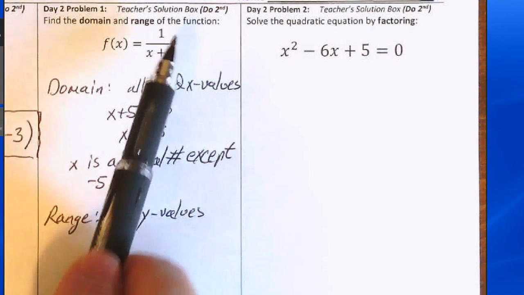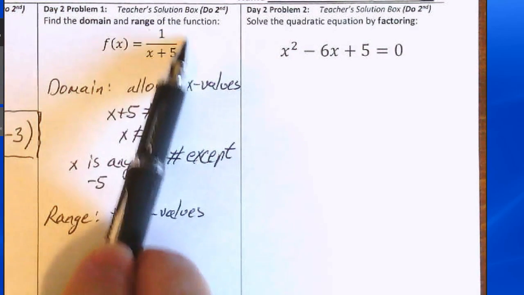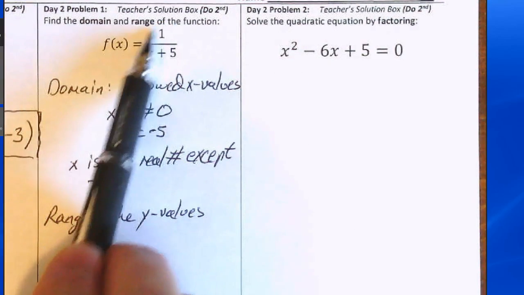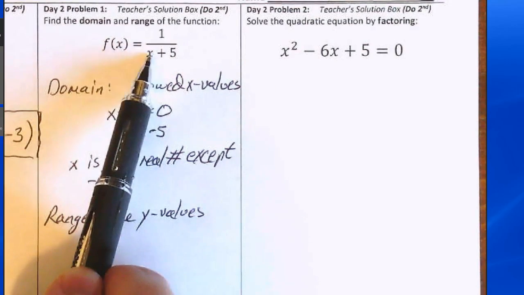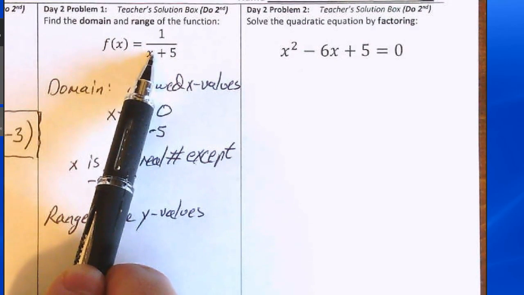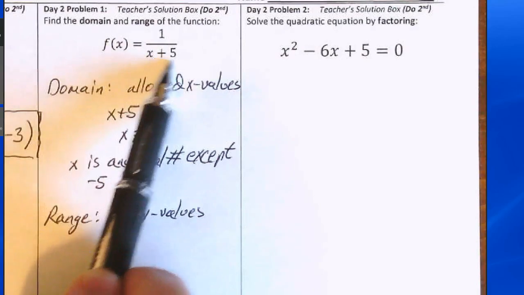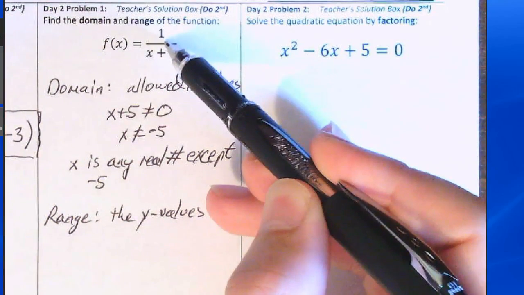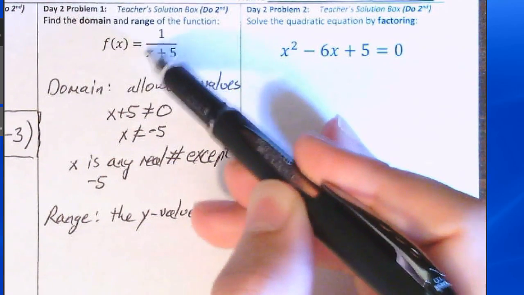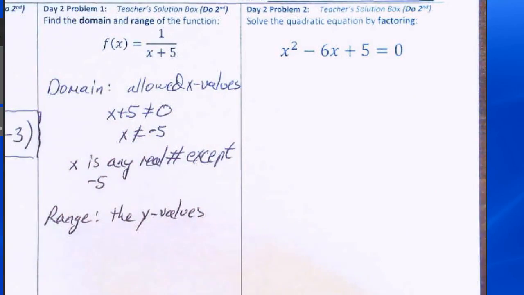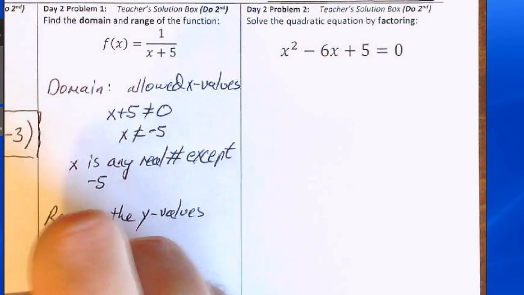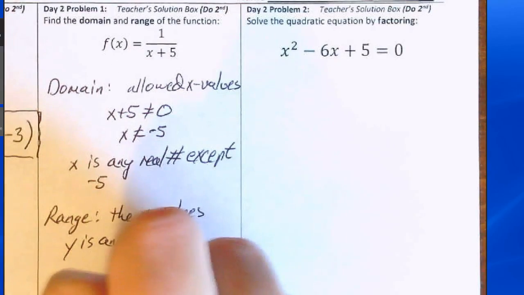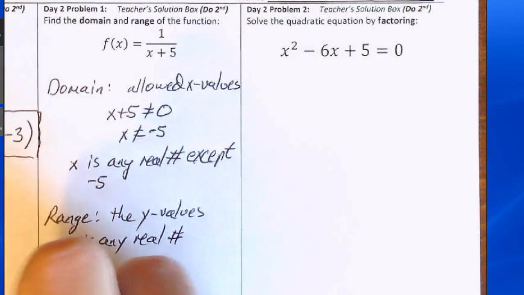Are there any numbers that this can't output? And there is. There's one number that this will never equal regardless of what you try to put in for x. There's no way that this can turn out to be 0. Because if you start with 1 and you divide it by any real number you can think of, you will never get 0 as the answer. So for our range, y is any real number except 0.